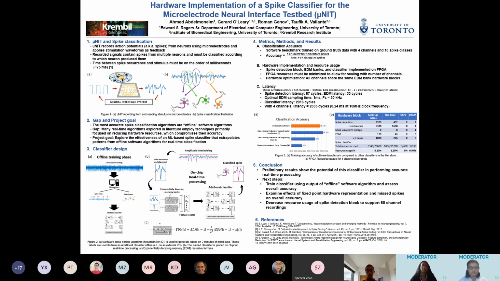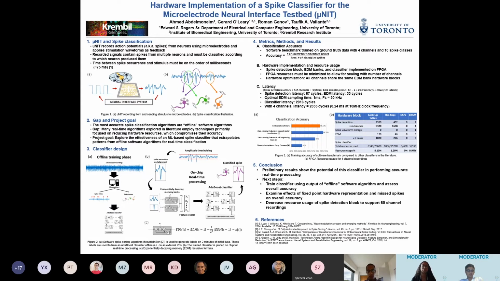My name is Ahmed, and this summer I've been working with Gerard O'Leary on the MUNIT project. MUNIT stands for Microelectrode Neural Interface Testbed, and it's a device that sits on top of nervous tissue in order to record action potentials and send stimulus signals back to neurons. The device is intended to help neuroscience researchers study how neuron populations behave through this closed-loop system of recording and stimulating. And typically for these types of closed-loop experiments, there's a very hard latency constraint on the order of milliseconds between the time of recording an action potential and sending a stimulus back.